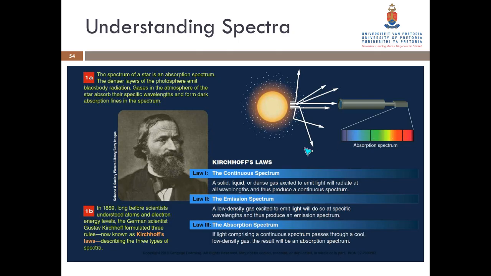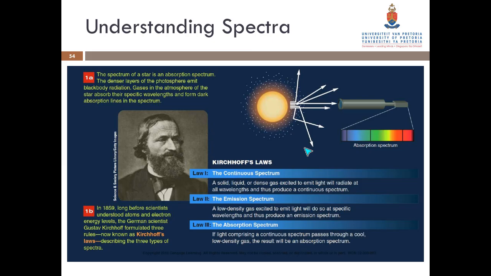Then the emission spectrum. A low-density gas that's excited to emit light will do so at specific wavelengths, and this produces an emission spectrum. So remember, a continuous spectrum is a solid, a liquid, or a dense gas. An emission spectrum is a low-density gas.